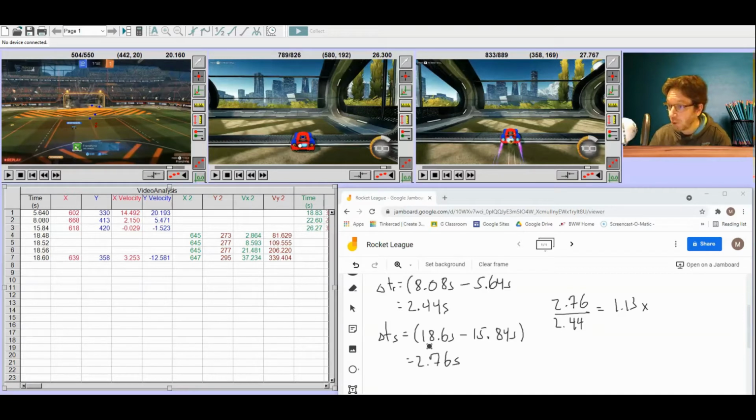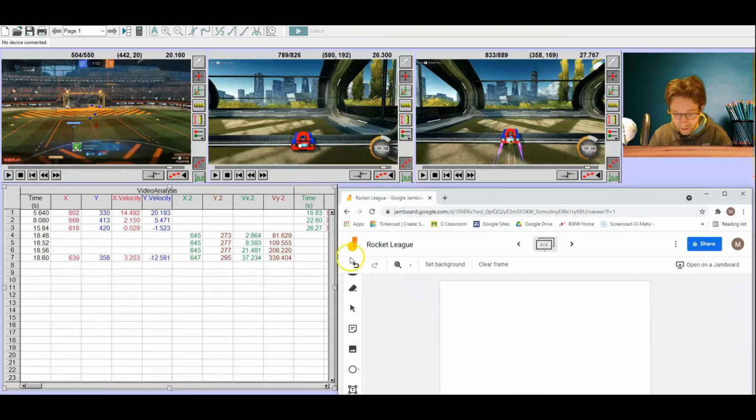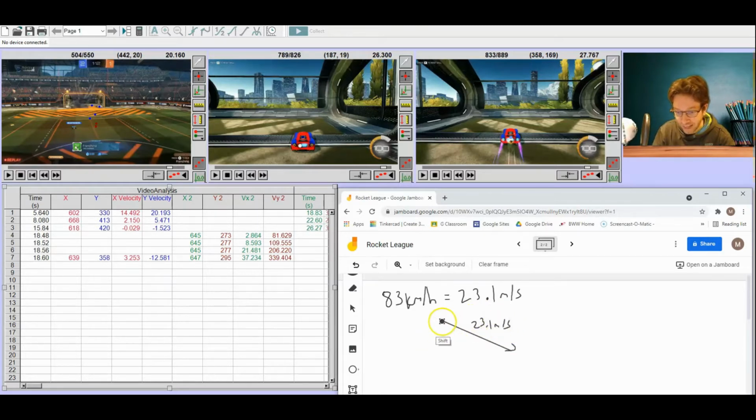The next challenge is to figure out its horizontal velocity. When it crosses the field line, it says its velocity is 83 kilometers per hour. If you divide that by 3.6, we get 23.1 meters per second. But that's its final velocity in that parabolic motion, and it can be broken up into a downwards vertical component and a sideways horizontal component. Neither of which I know.